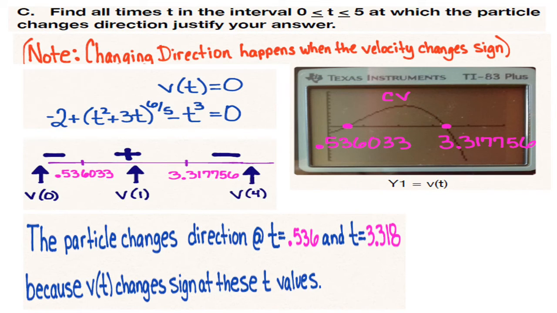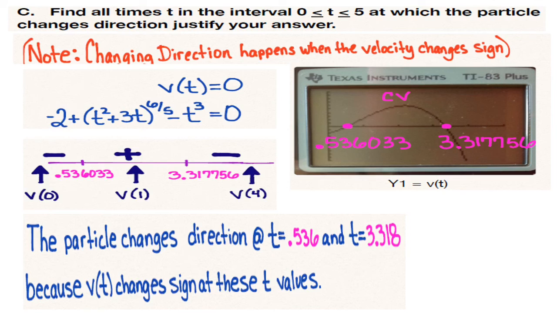We want to make sure we don't say that the particle was changing direction because it changed signs. You need to be specific. The velocity function changed signs. You don't have to be so specific that you say that the velocity changed from negative to positive or positive to negative at those times, because any change of sign in the velocity would be a change in direction.